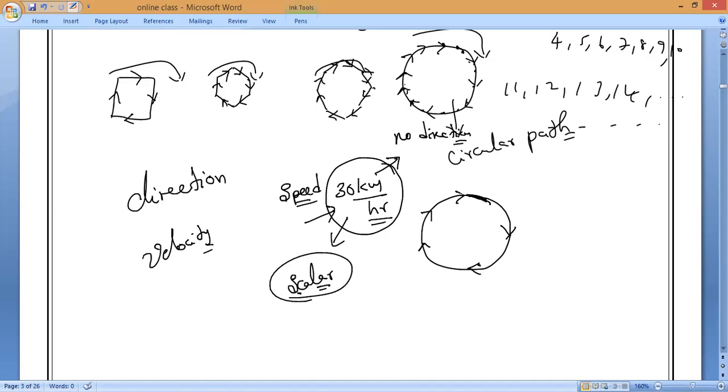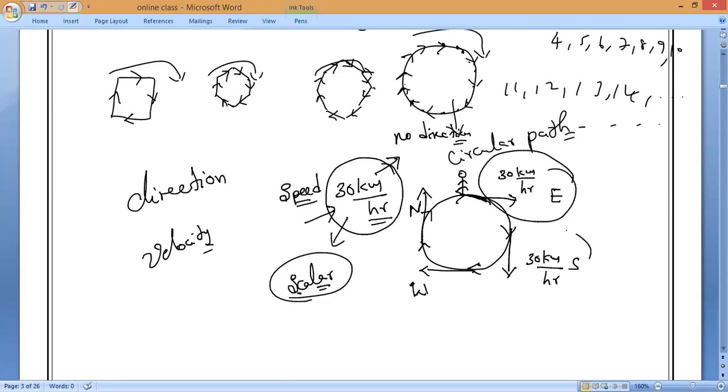If you take, for example, here the body is traveling. What is the velocity, guys? Velocity 30 kilometer per hour towards which direction? East direction. When the body is running here, what is the velocity? 30 kilometer per hour towards the south. Here 30 kilometer per hour towards the west. Here 30 kilometer per hour towards the north. Are all the directions the same? No. So when the direction is changing, we can say velocity also keeps changing.